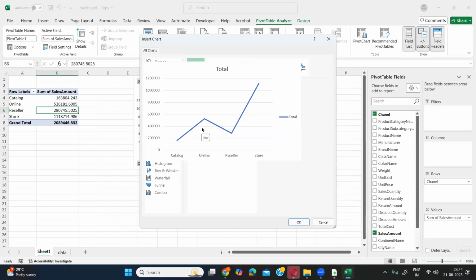Stock is one good example. So what is your x-axis and what is your y-axis? If you think about stock, the x-axis will be your month and the y-axis will be your stock price. Am I right? Yes.